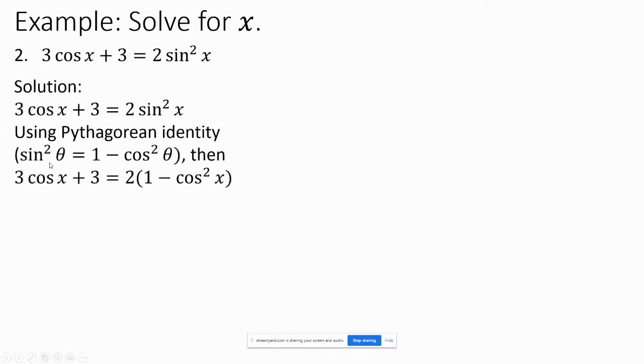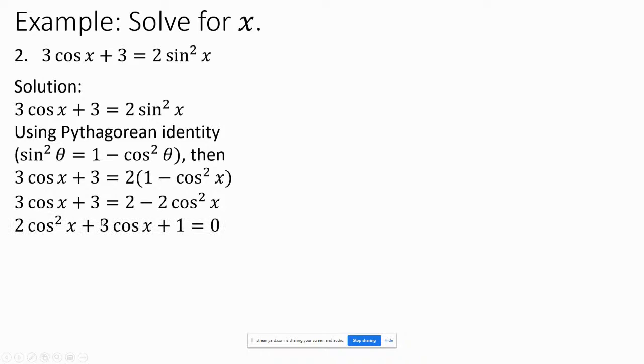Sine squared theta is equal to 1 minus cosine squared theta. So we replace this sine squared with 1 minus cosine squared, but this is in x, so it should be in x. Copy 3 cosine x plus 3 equals 2 times the whole 1 minus cosine squared x. Then we use the distributive property: 2 times 1 is 2, and 2 times negative cosine squared x is negative 2 cosine squared x. Then we move all these terms to the left side. So we get positive 2 cosine squared x plus 3 cosine x, and then minus 2, so 3 minus 2 is 1.